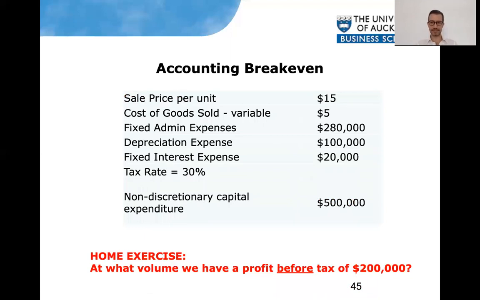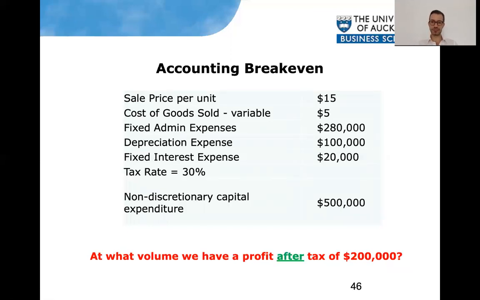As a home exercise, try to understand in this example at what volume we have a profit before tax of $200,000. In this case, you don't need to look at the non-discretionary capital expenditure because this is a cost that is not included in this calculation. So follow exactly the same steps we have done before and try to understand how many products we need to sell to get a profit before tax of 200,000.